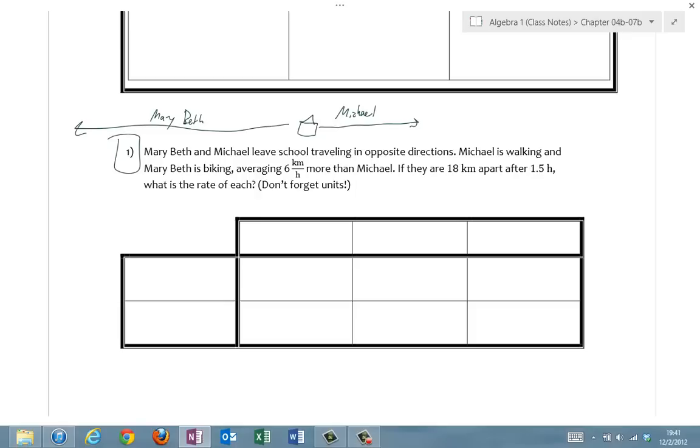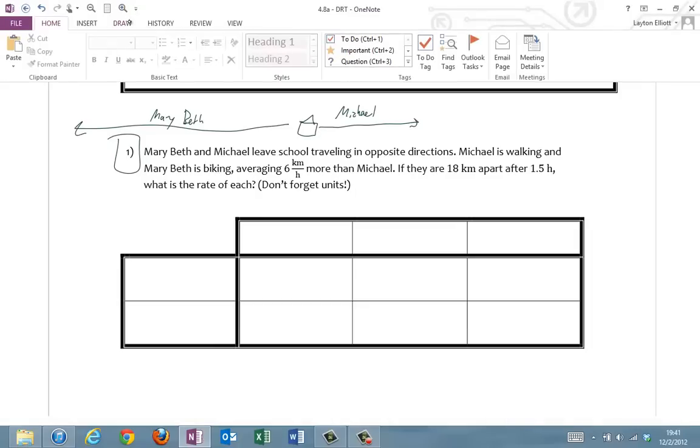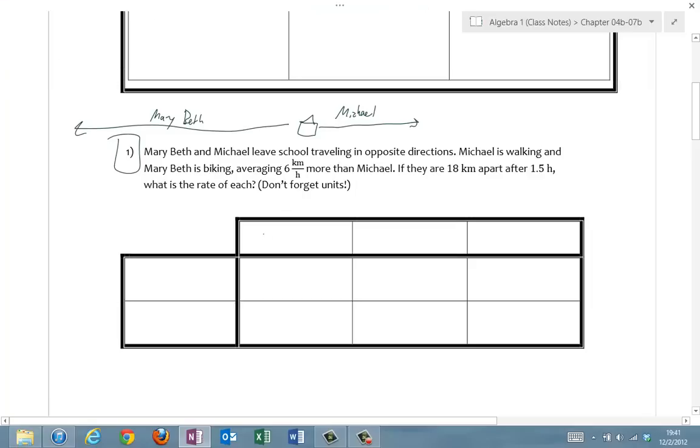Don't forget units. When I say don't forget units, I mean don't forget units. I mean put units down. I mean they must be present somewhere either in the chart or whatever. Do not forget units at all in any problem that we're doing for the next 2 weeks. Units are crucial. Let statements are crucial if you don't use a table.